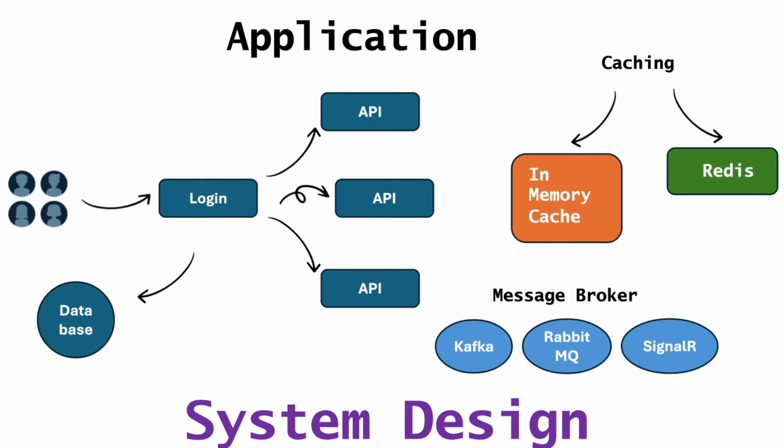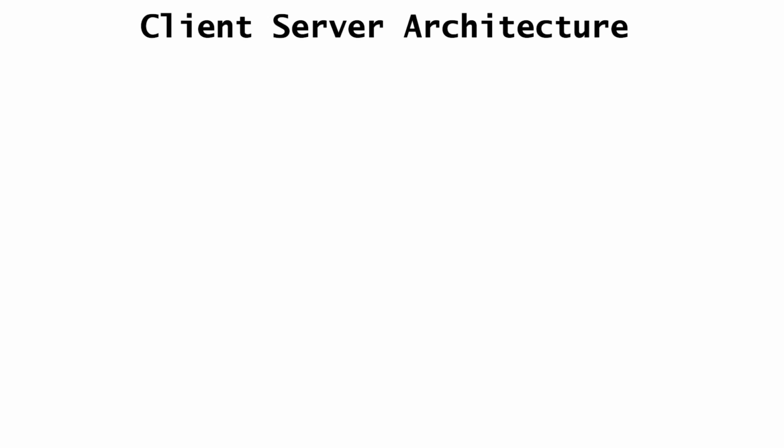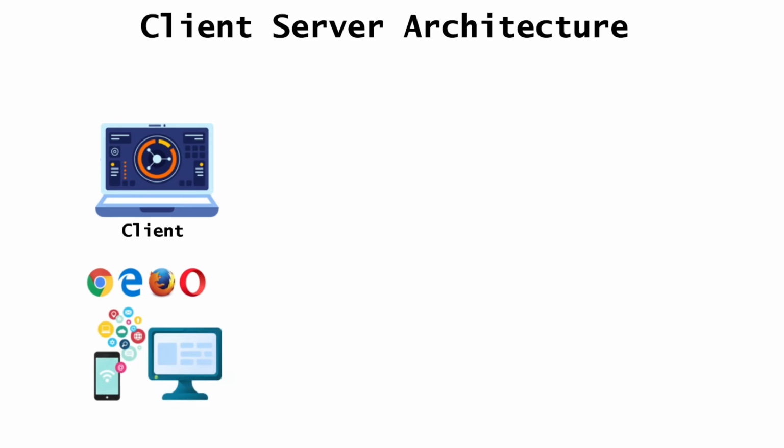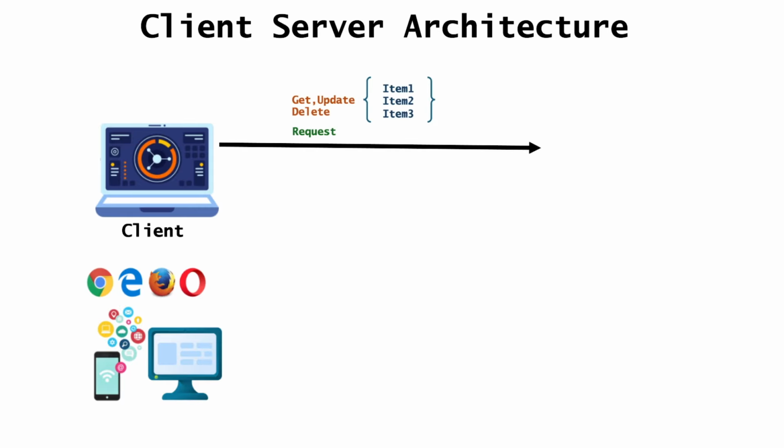Welcome to system design. Let's start with the foundation of every modern application, the client-server architecture. Think about it like this. On one side, you have the client. It could be your web browser, a mobile app, or even a desktop program. The client's job is simple. It asks for something. It might want to display a list of products, send a message, update a profile, or delete an item.